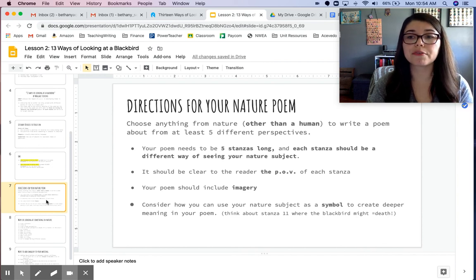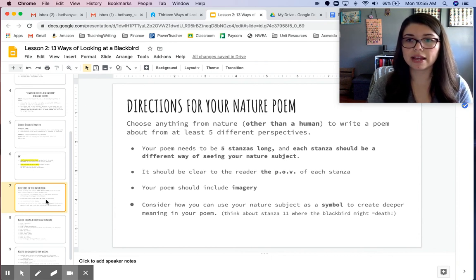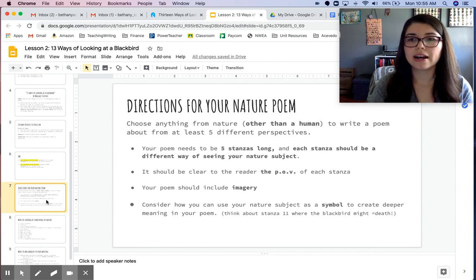So rather than just descriptive ramblings, if you're thinking about maintaining a symbolic structure, you're starting to create meaning in the poem. So if the tiger represents fierceness or strength or speed, or if a butterfly represents transformation, be thinking about how you might be able to do that. The poem analysis is due on Tuesday night as usual, and then this nature poem that you're creating is due on Thursday. Have fun!